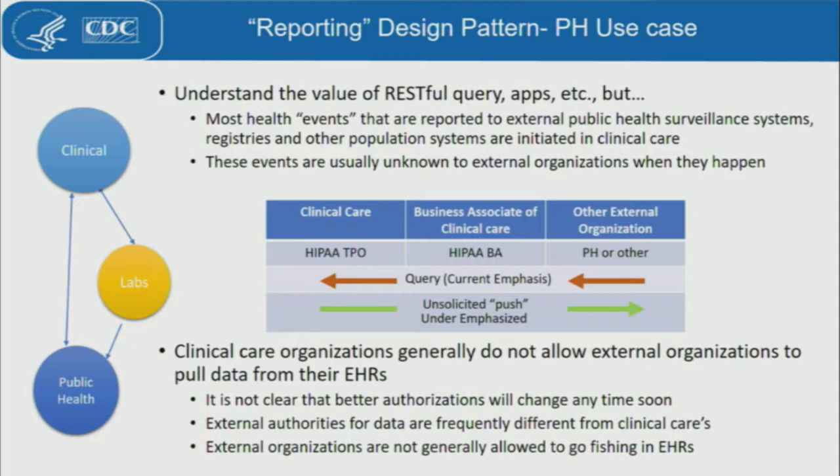Public health depends on clinical care and labs to send data to CDC. It is how we plan and respond to events, and data is pretty critical, and the essential completeness and timeliness of the data helps us plan our actions. But the challenge, as FHIR has evolved over a period of time, we understand the impact of having RESTful queries and the whole concept of apps and their usefulness. But we see that most of these events that are of interest to public health, which happen within the clinical space, are totally abstracted from an external organization like a public health entity.